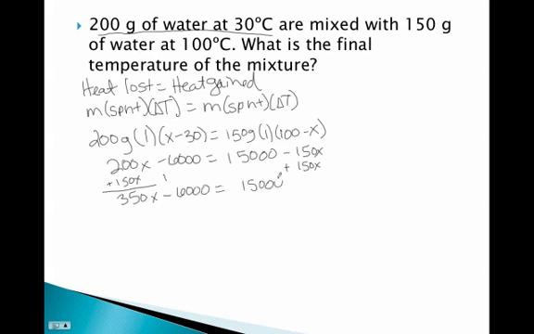Okay. Then I'm going to add 6,000 to both sides. And those are going to cancel out. I'm going to be left with 350x equals 21,000. To solve for x, we divide by 350.